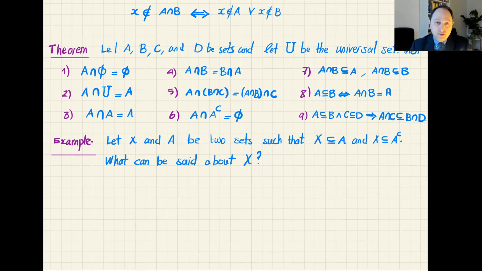Intuitively, I think it should be clear for you, yes? You have a set X which is a subset of a set A and also of its complement. But on the other hand, you know that there is nothing in common between A and A complement. So how is that possible? Intuitively, it's clear that the only possibility is that X is the empty set, because you know that the empty set is a subset of all sets. But of course, this is only intuitive. How can you justify this if you want to prove it a little bit more rigorously and mathematically?